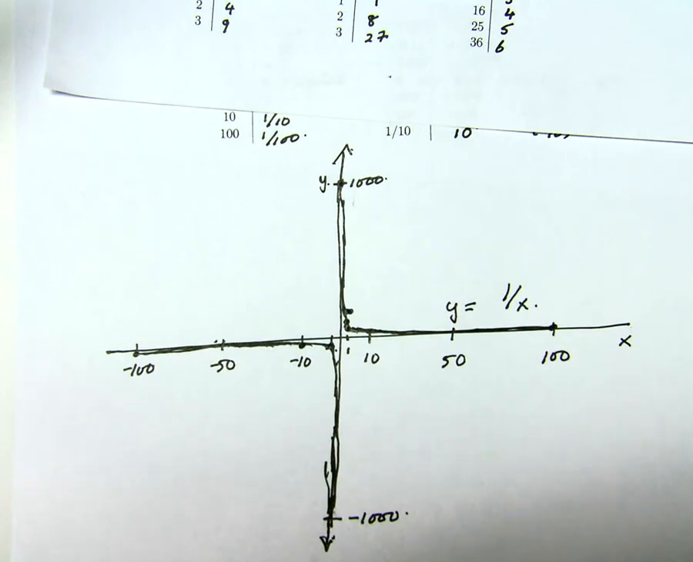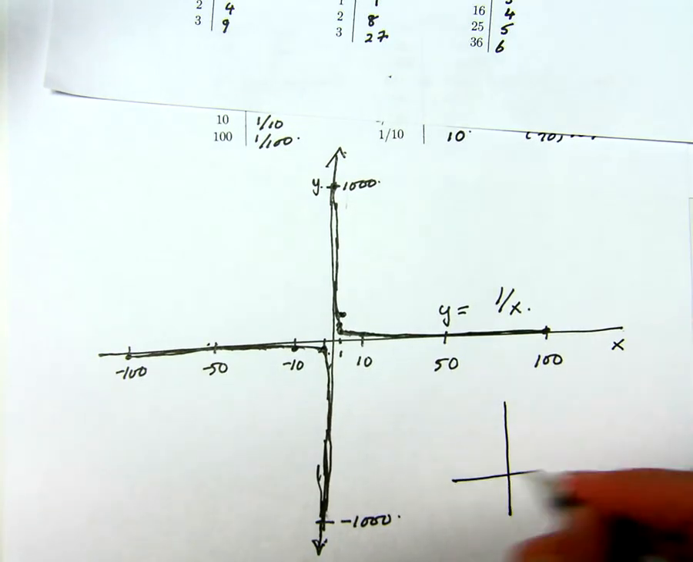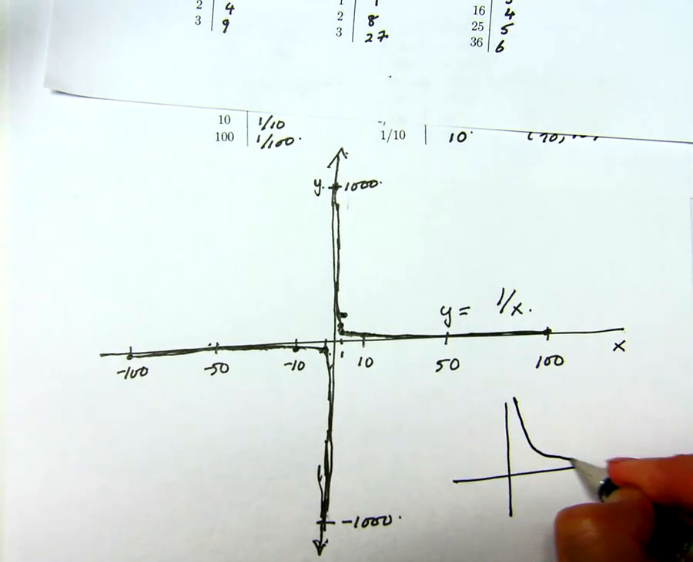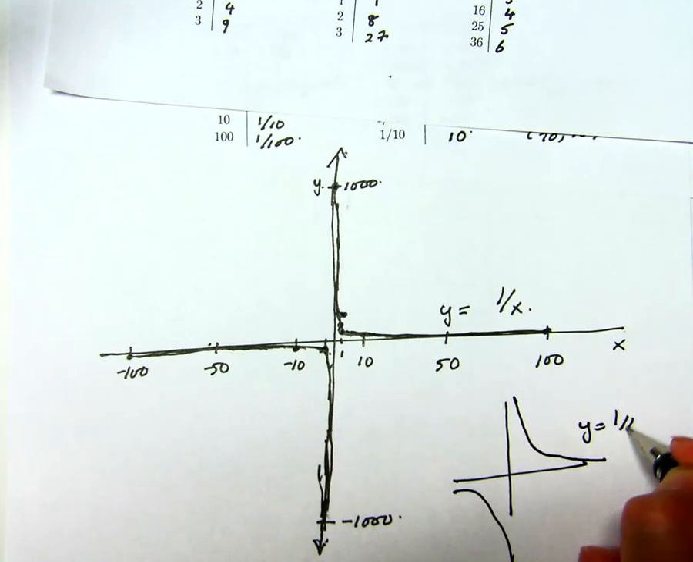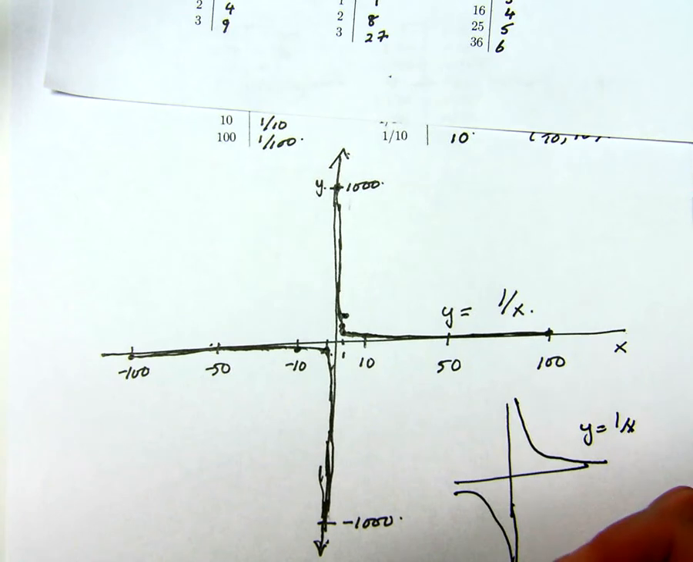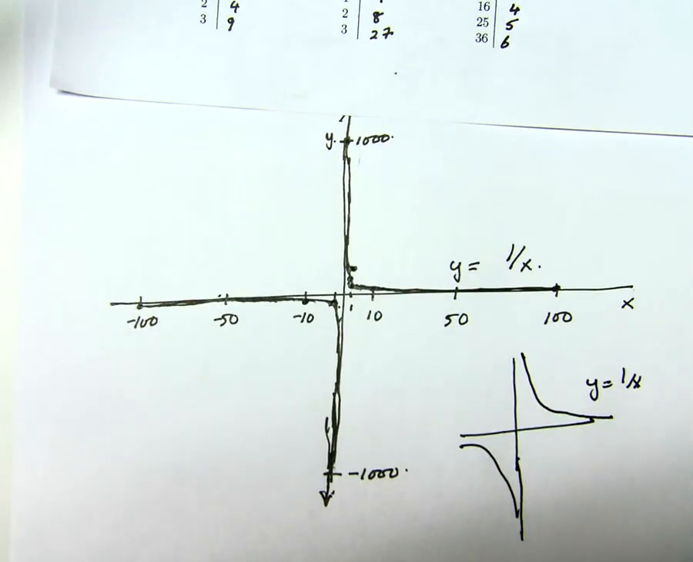We'll also add this graph to our catalogue. When we refer to it, we'll sketch something like this for y equals 1 over x, and we'll talk about shifts in the graph and so on, which will help us graph rational functions.